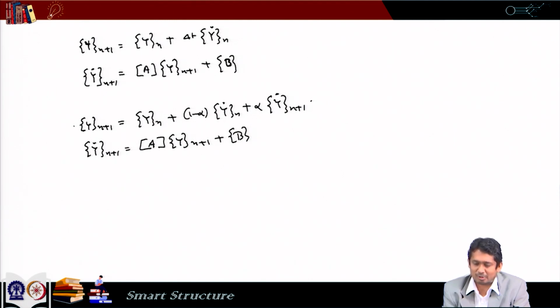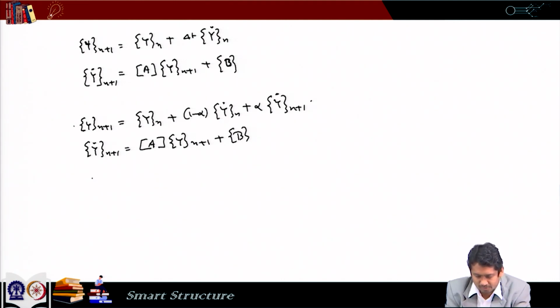So, that is not a problem, although it is not as straightforward as the previous one, but again it can be solved. We have two equations and two unknowns. So, we can solve it, we can express our y at n plus 1 and y dot at n plus 1 in terms of y at n and y dot at n, and accordingly we can keep doing it and move forward. Now, depending on the alpha, these methods have different names and different criteria.